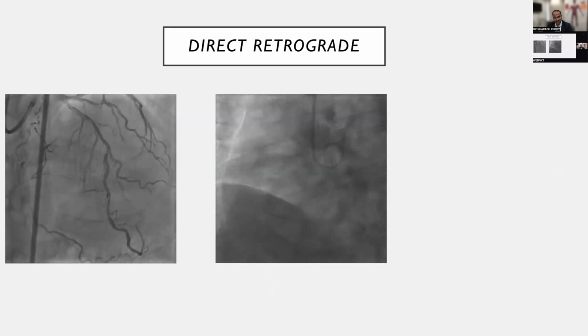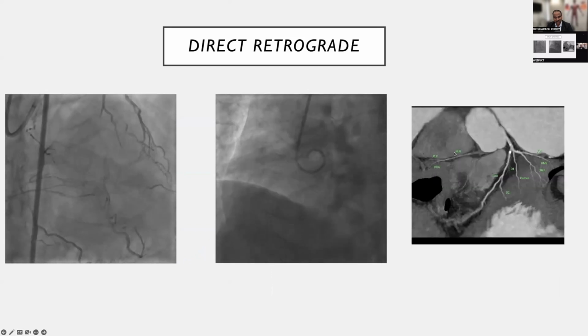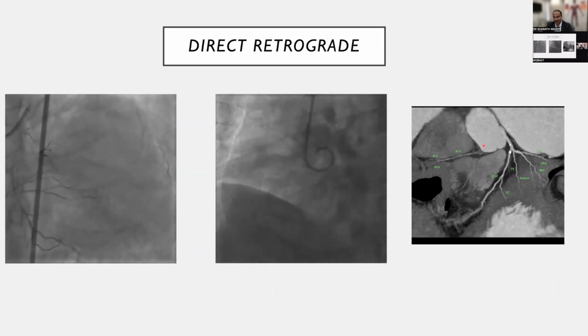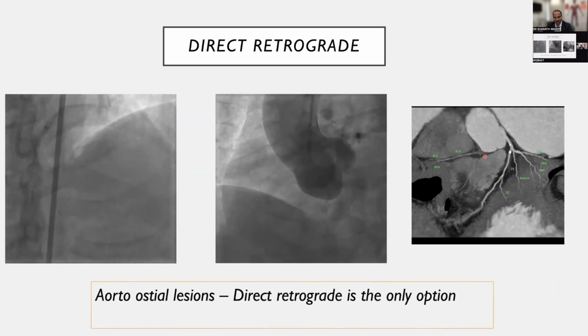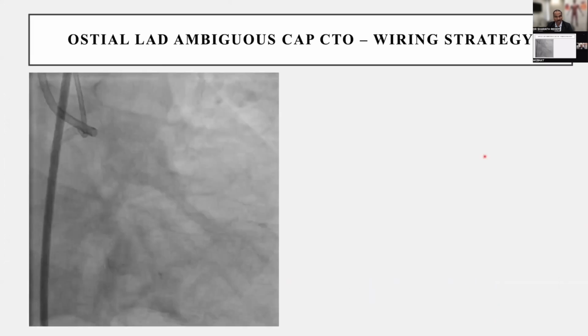See, this is an ostial RCA total occlusion, and you can see the CT clearly showing total occlusion of the ostial right coronary artery. So you have only one axis, that is direct retrograde. But in all other cases, it is antegrade preparation followed by retrograde.